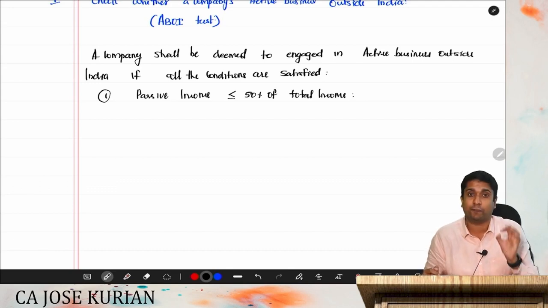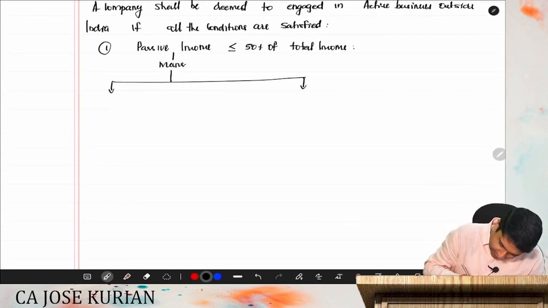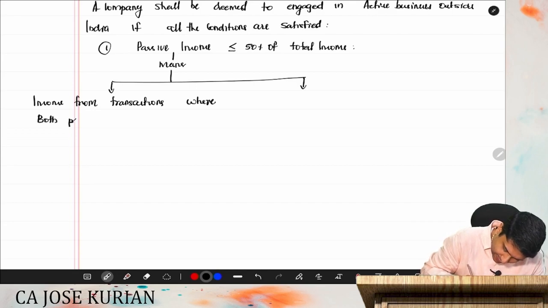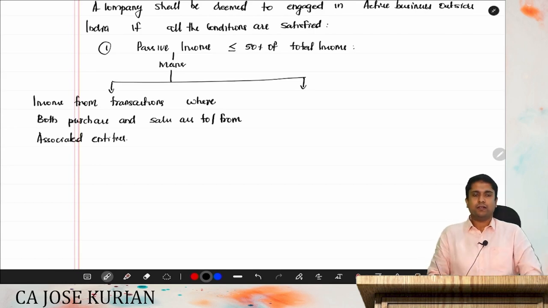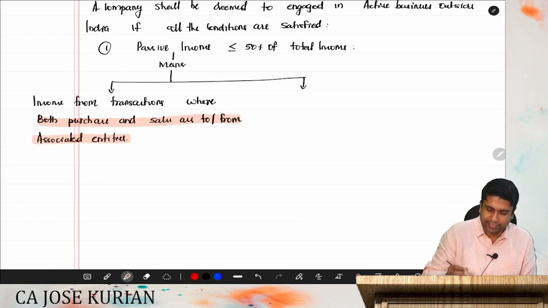So, let's understand what is the definition for passive income. Under that, passive income means two things. Number one, income from transactions where both purchase and sale are to or from associated entities. So what do you mean by this? Income from both purchase and sale are to or from associated entity means what, friends?